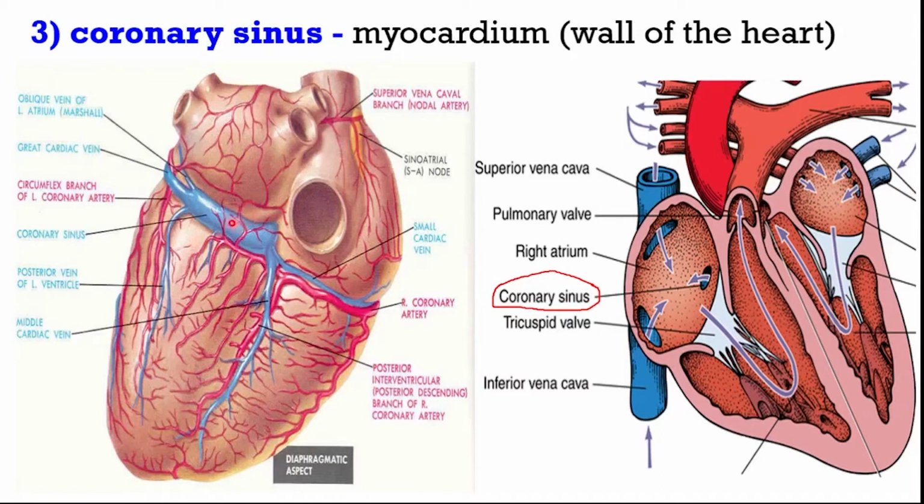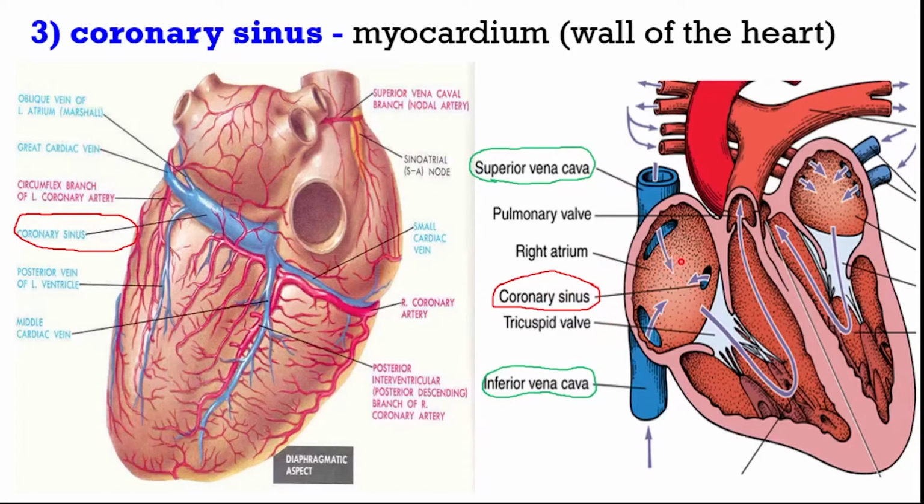This coronary sinus is lodged in the coronary sulcus or atrioventricular groove. We have discussed this point in the external structure of the heart. Finally, this coronary sinus drains the blood into the right atrium. As a whole, the right atrium receives deoxygenated blood through three larger veins. The first is the superior vena cava, the second is the inferior vena cava, and the third is the coronary sinus.